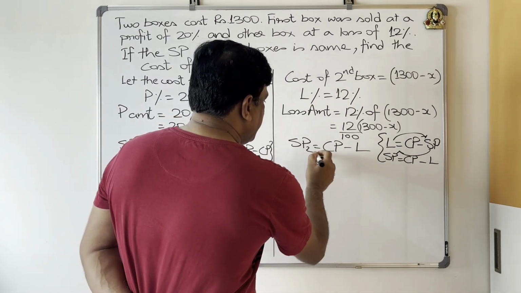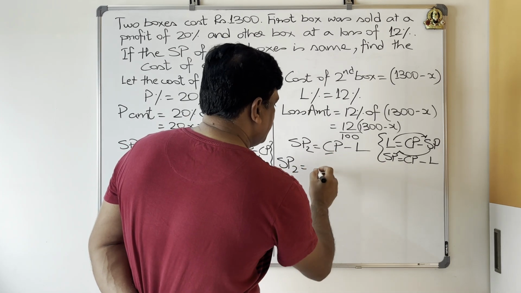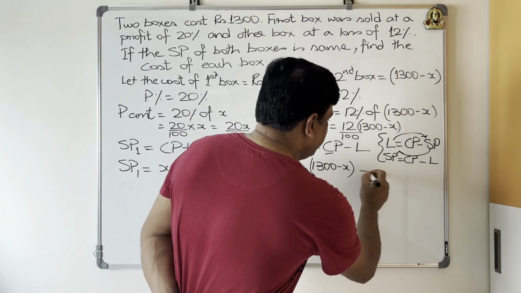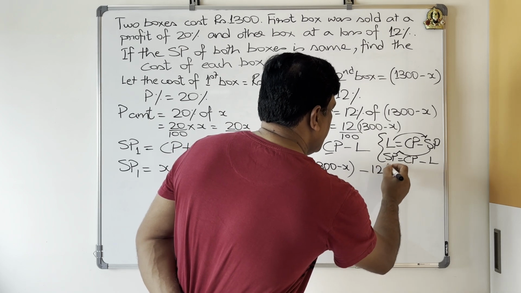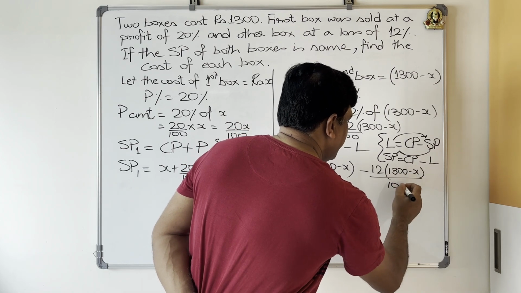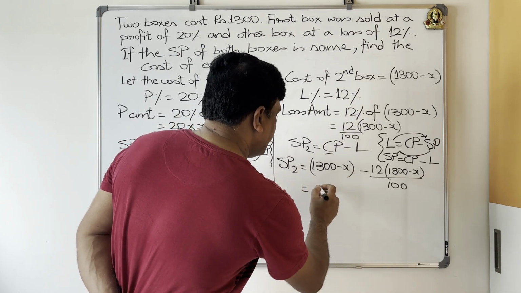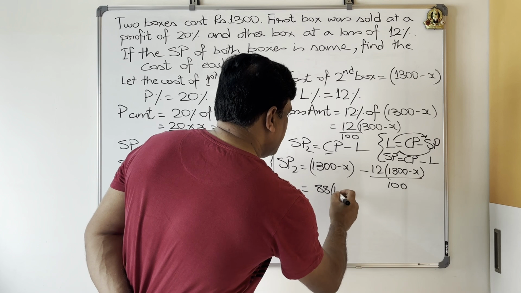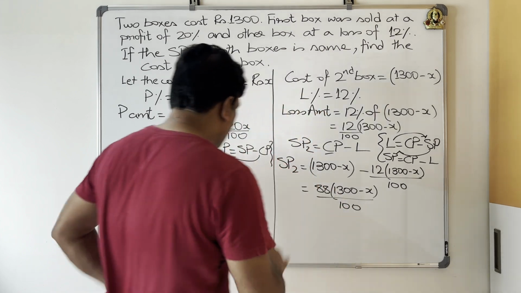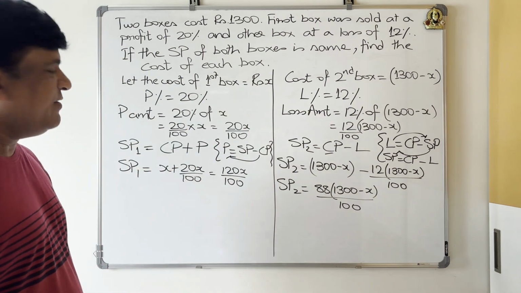So what is my SP2 in this particular case? SP2, what was the cost price? The initial cost price was 1300 minus x, minus the loss amount. What do you have? It is 1300 minus x minus 12 times 1300 minus x divided by 100. So when I resolve this one, what do you get? You take the LCM over here, you are going to get 88 times 1300 minus x divided by 100. Okay, you got SP1 and SP2, right?